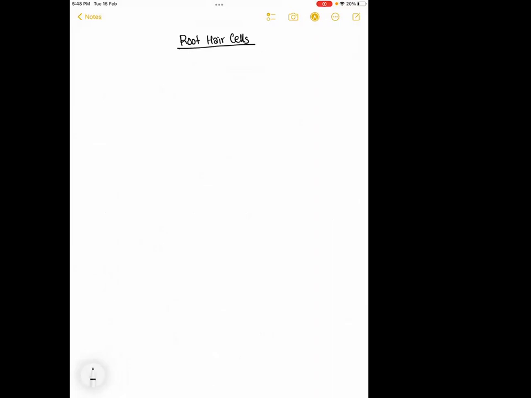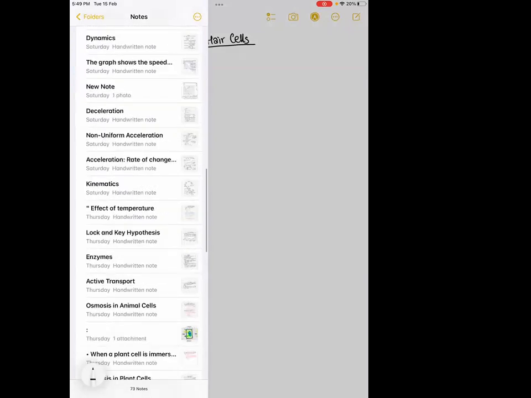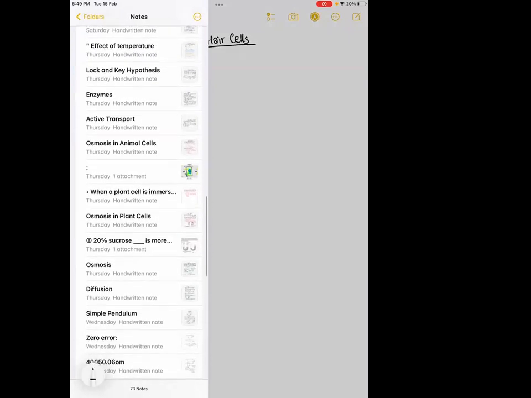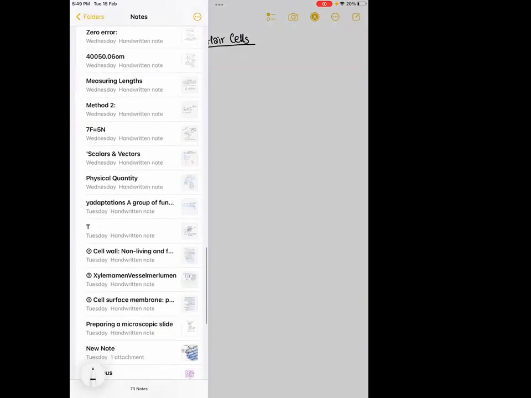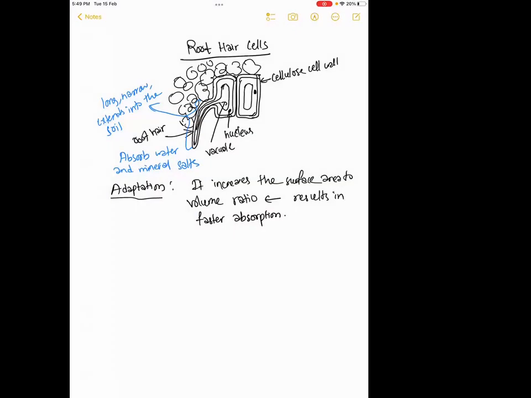So I drew the picture of root hair cells on the first day. Let me see if I still have that. Yeah, this one. So that's the same picture that I wanted to draw.